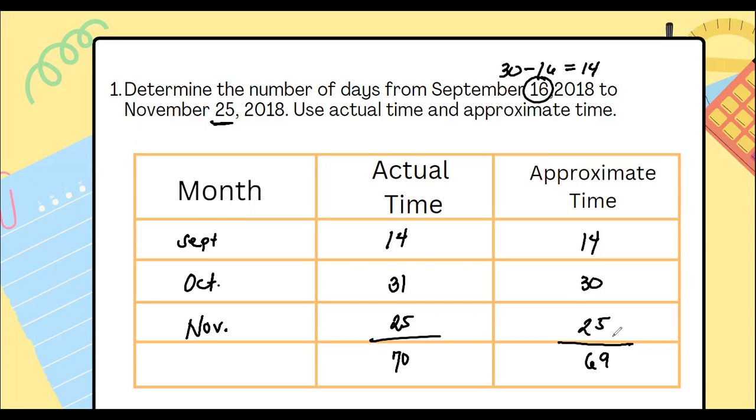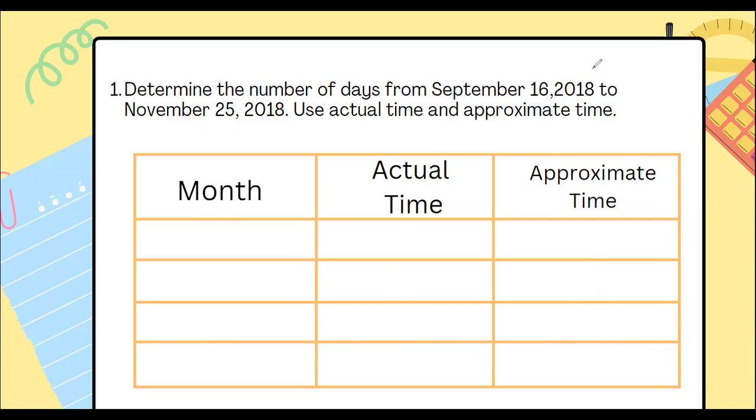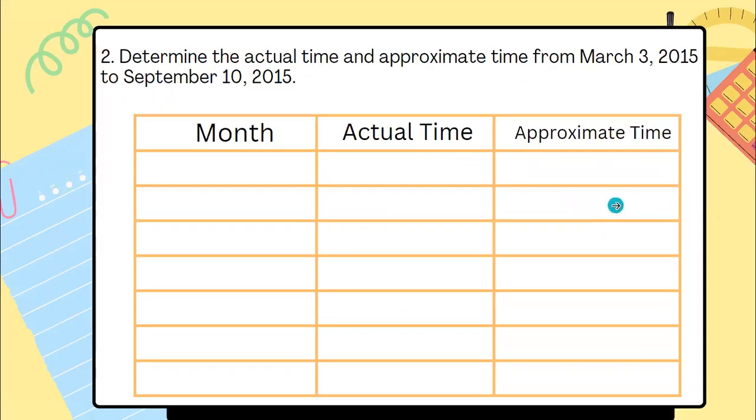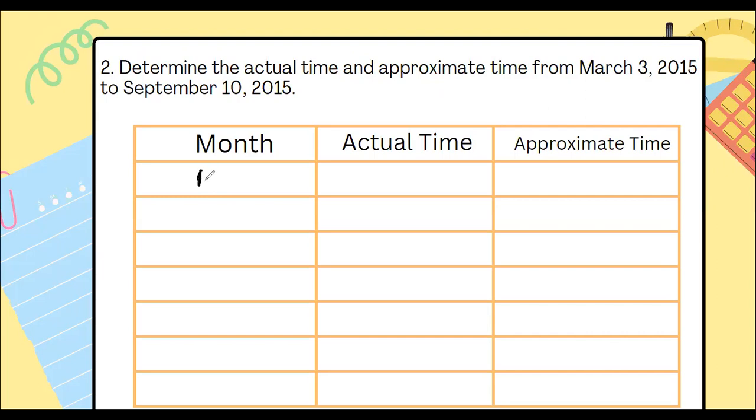Next, let's proceed with another example. Example number 2: determine the actual time and approximate time from March 3, 2015 to September 10, 2015. First, let me list all the months from March to September. We start with March, April, May, June, July, August, then September.